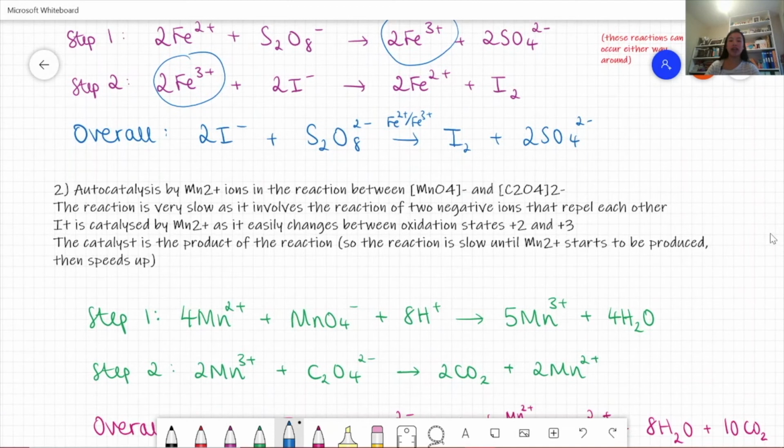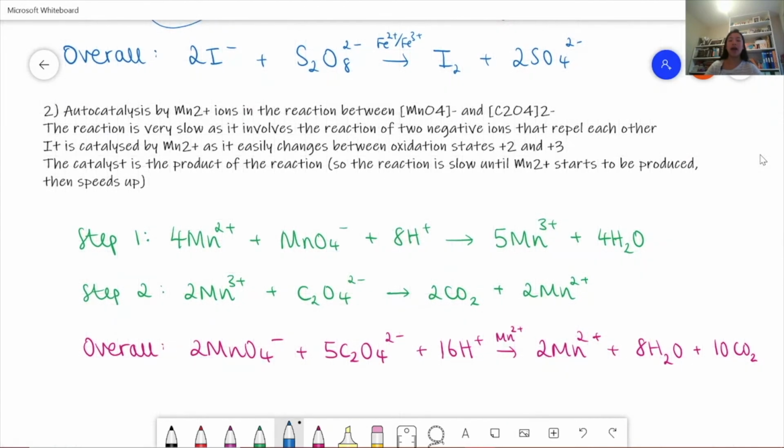The second example we need to look at is the autocatalysis by Mn2+ ions in the reaction between manganate ions and ethane dioate ions. Again, the reaction is very slow as it involves the reaction of two negative ions that repel each other. And so it's catalyzed by Mn2+ ions as it easily changes between oxidation states +2 and +3. So they're the oxidation states of the manganese. And the catalyst is the product of the reaction. So the reaction is slow until Mn2+ starts to be produced, and then it speeds up. And this is why we also call it autocatalysis, because the catalyst is actually the product of the reaction.